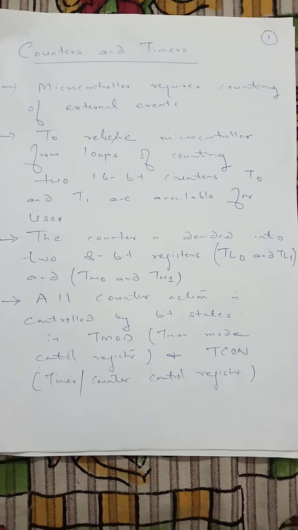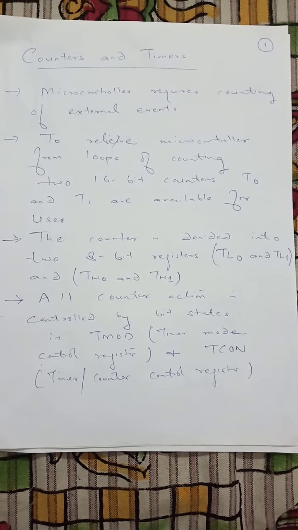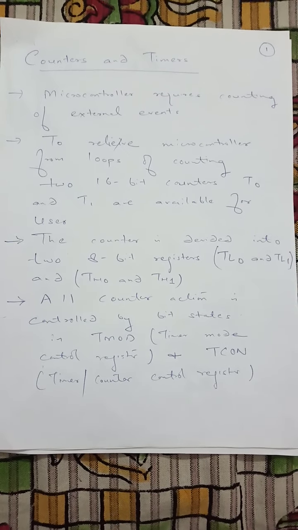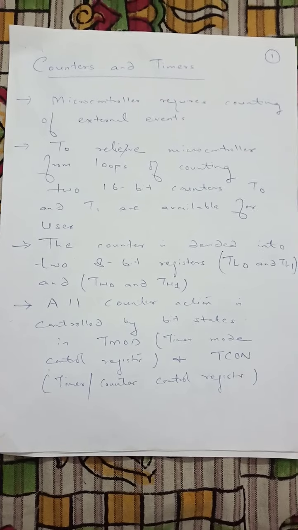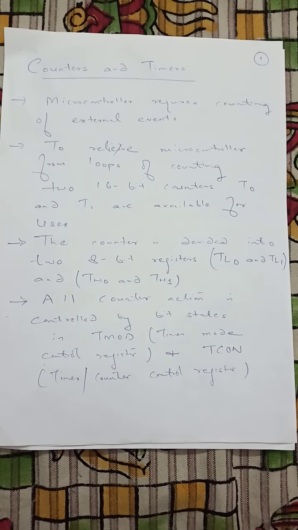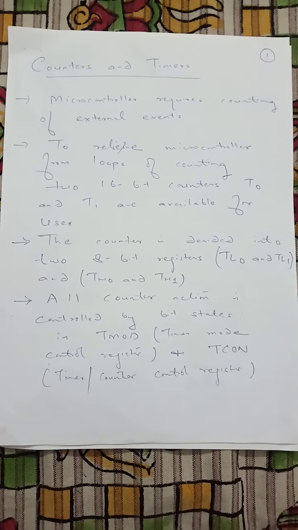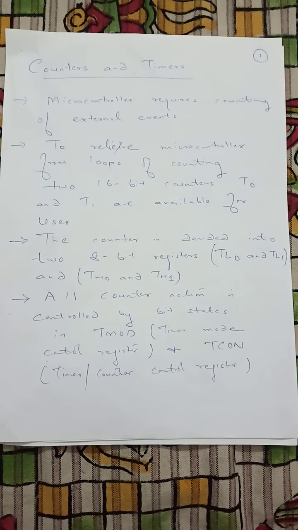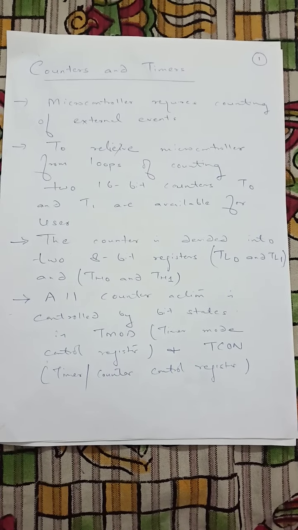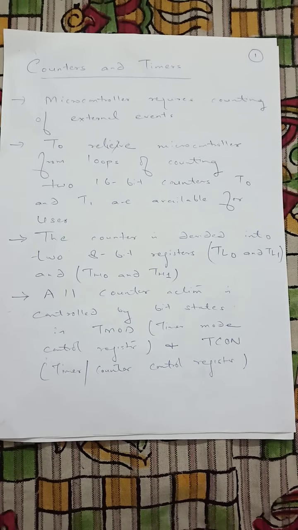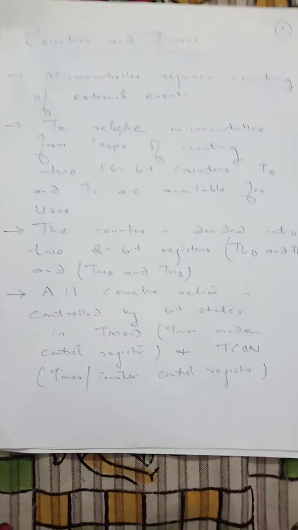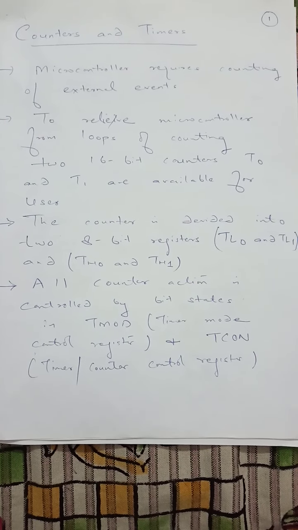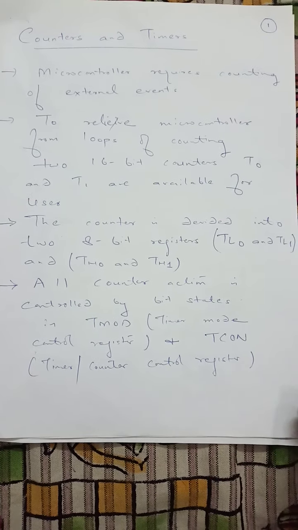So, when we talk about counters and timers, you know that the microprocessor requires certain events which need to be counted. To relieve the microcontroller from loops of counting, we have internal timers. There are basically two important timers and counters. The counters are divided into two 8-bit registers, that is TL0 and TL1, and higher counters, that is TH0 and TH1. All the counter action is controlled by two important special function registers, that is TMOD and TCON. TMOD is the timer mode control register and TCON is the timer control register.